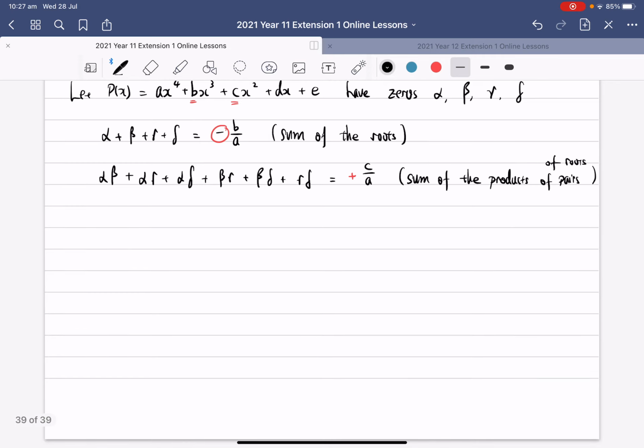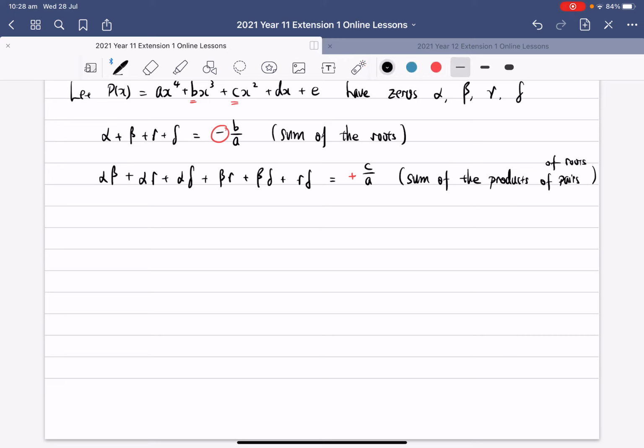Then what will be the next one? Well, since we have the sum of the products of pairs of zeros, or pairs of roots, now we can have the sum of product of triples of zeros. So we're going to use 3 terms at a time. Like alpha beta gamma, and then you do alpha beta delta, and then you keep going that way.